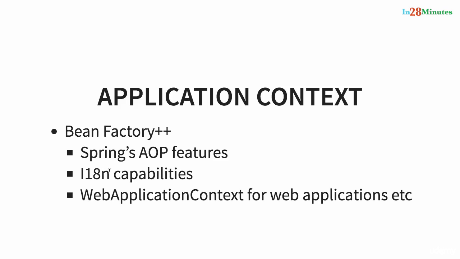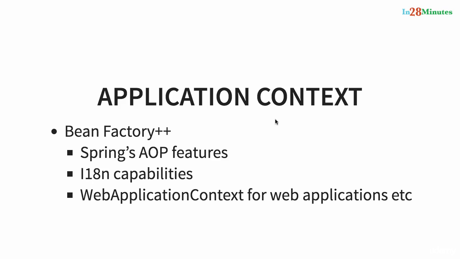Things like internationalization. You'd want to be able to customize the text based on the locale of the user. So if a user is coming from India, you would want to show him different text compared to somebody coming from, let's say, US. Probably for somebody coming from US, you would want to use dollars. And for somebody coming from Japan, you would want to use yen. So those kind of capabilities application context provides. And also application context provides capabilities like web application context for web applications.